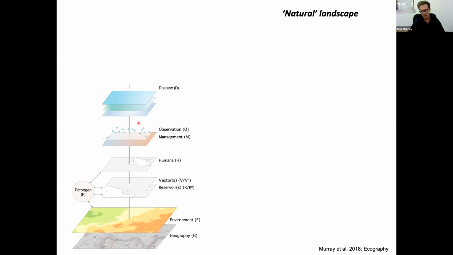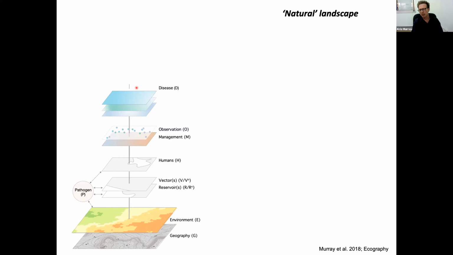Then we have the human layer, and I see two major components to that. One is that we're constantly fighting diseases, and the other is that we're variably looking for diseases. So we have this management slice and this observation slice, which complicate the way that we're able to measure and map different diseases. And at the top, I've got 3 dummy diseases overlapping to represent some kind of disease assemblage that might be present in this particular landscape.